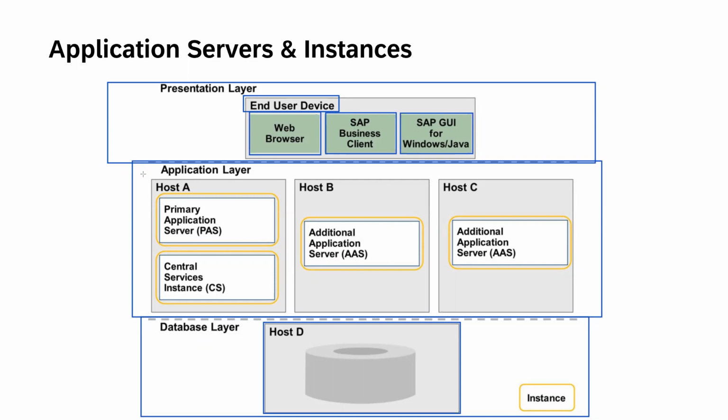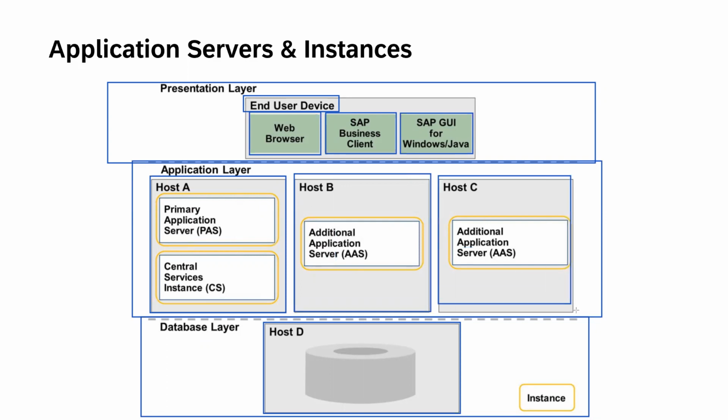Now, what is this? These are your application servers. This is my application server host A. This is my application server host B. And this is my application server host C. And these are the instances for my application. This is the primary application server instance. This is the central services instance, which is ASCS, ABAP Central Services. That is the ASCS instance.